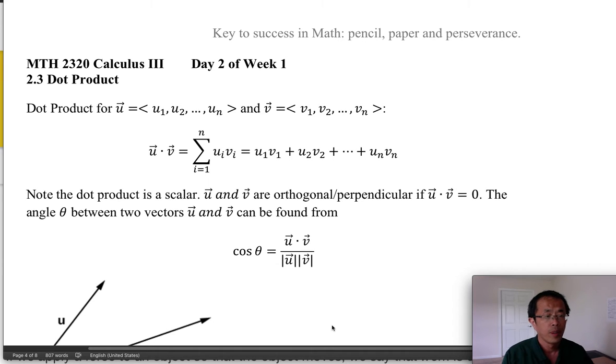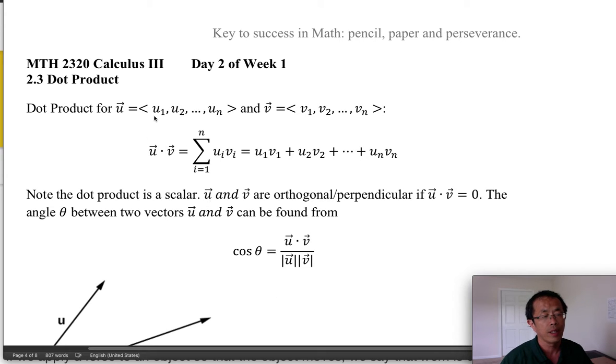Hello everyone, welcome back to Calculus 3. And today we are going to study section 2.3, dot product, another kind of vector operation. And first let's take a quick look at how the dot product works out.